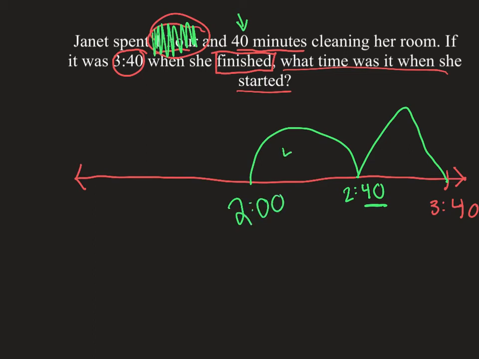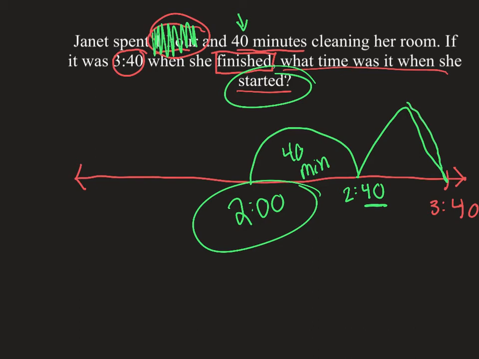there, right? So she started at 2 o'clock. Because this guy right here represents the 1 hour. She ended at 3:40, right? Which gave us a 2:40. And then you take away the 40 minutes, and that puts you at 2 o'clock.